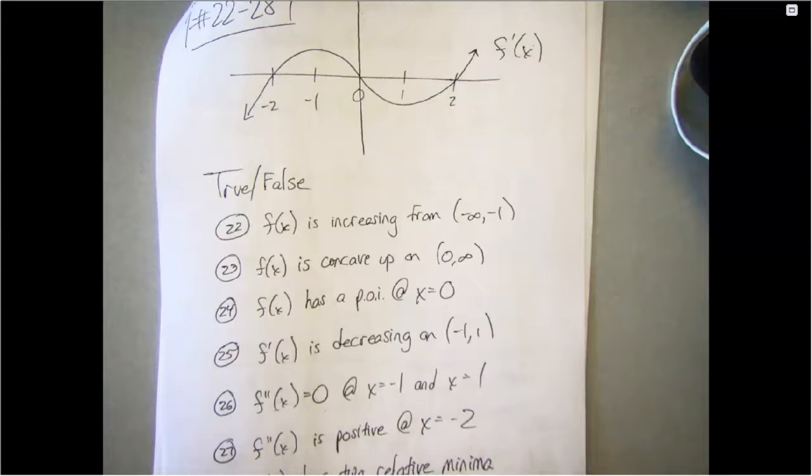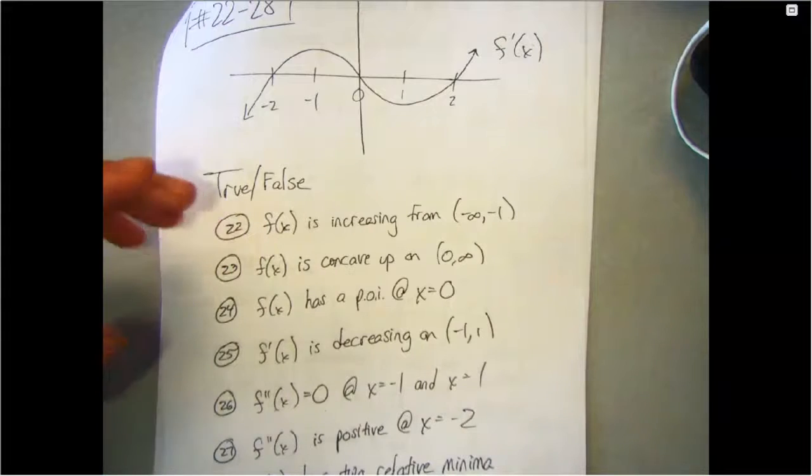That's fine, I'm just trying to help you. But it's true because the slope's negative. You're asked about f prime, and you're looking at f prime, so you just tell me if what you're looking at is decreasing. Oh, okay. Yeah.